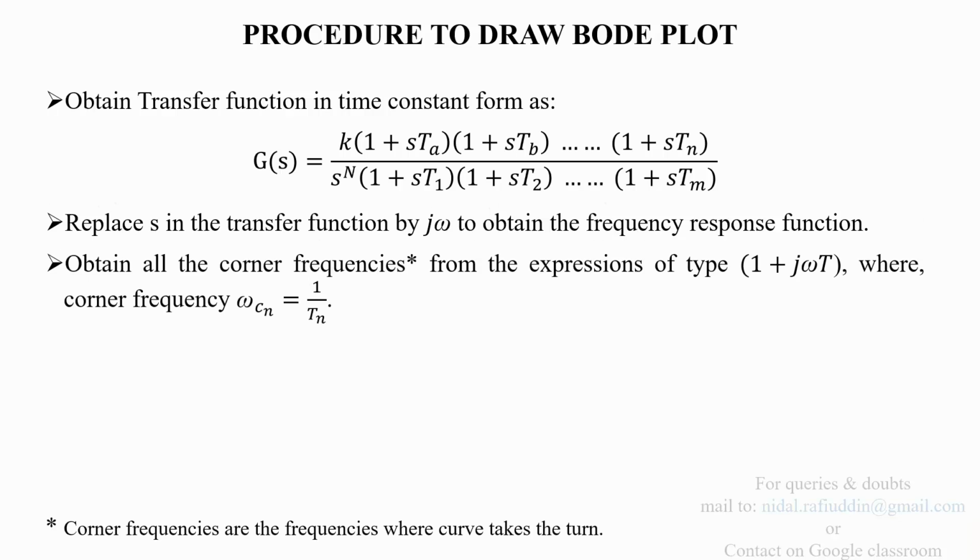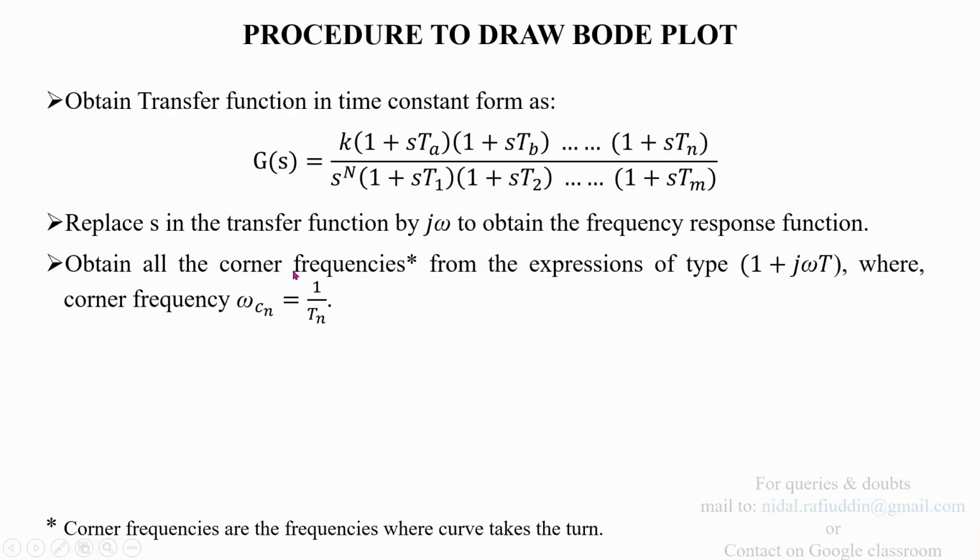The third rule says to obtain the corner frequencies from the expressions of type 1 plus j omega t. After you replace s by j omega, you will be obtaining G(j omega) with all the s replaced by j omega. So we'll have 1 plus j omega ta, 1 plus j omega tb, 1 plus j omega tn, j omega to the power n, 1 plus j omega t1, 1 plus j omega t2, 1 plus j omega tm. These are the expressions of type 1 plus j omega t.